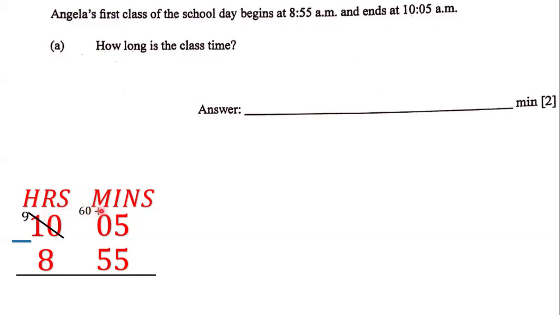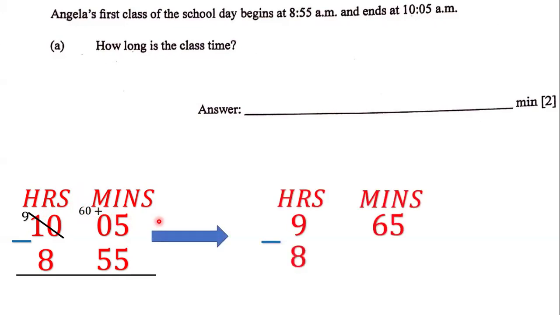And so we have 60 plus 5. And so we're going to reconstruct our working again. This is going to be 9 hours, right? So we have 9 hours. And this is going to be 60 plus 5, and 60 plus 5 is 65. And we're going to put 8 hours and 55 minutes right now.